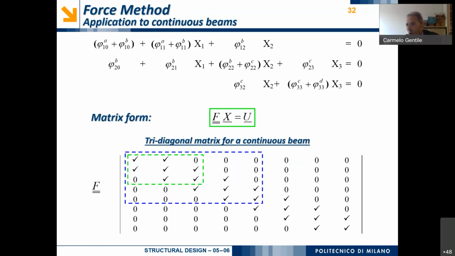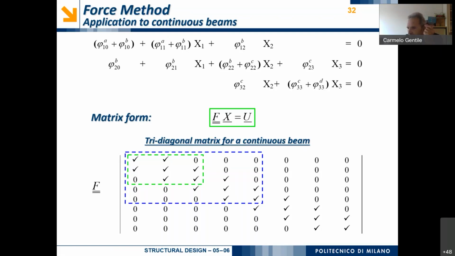Generally, solving a system of linear equations with a three-diagonal matrix is quite easy, because we can start from the last equation, in which there are only two unknowns, and express one unknown in terms of the others. Then we can move with back substitution from equation to equation. So it is very easy to solve a linear system with a three-diagonal matrix of coefficients, like in the case of a continuous beam.